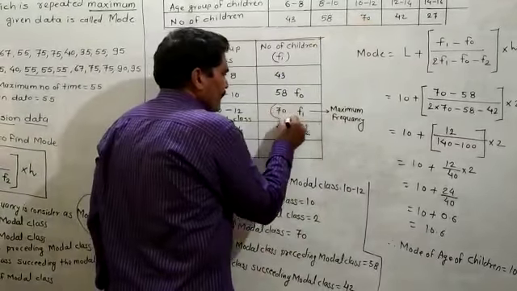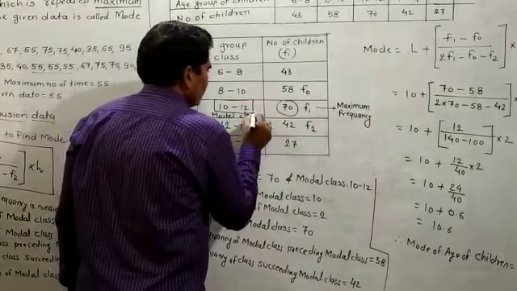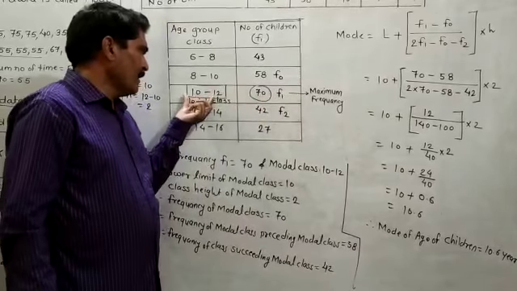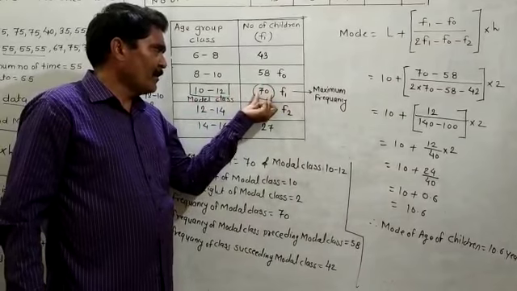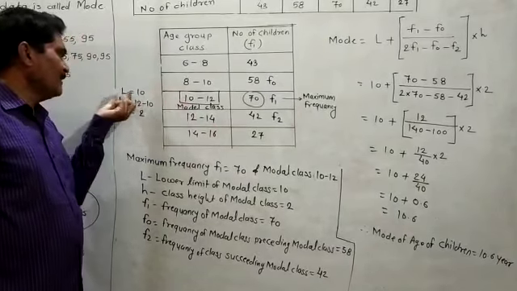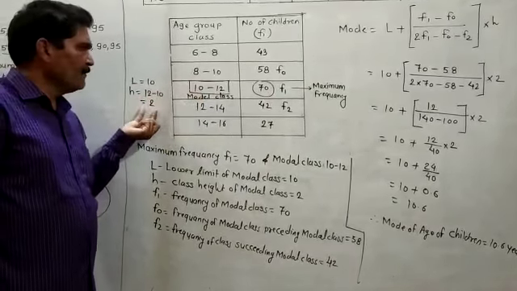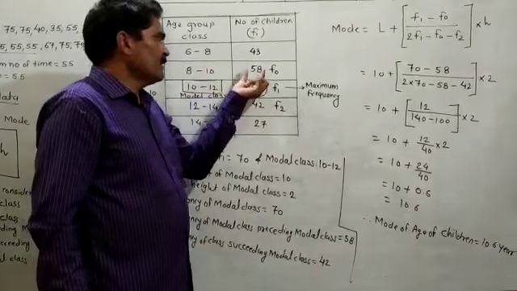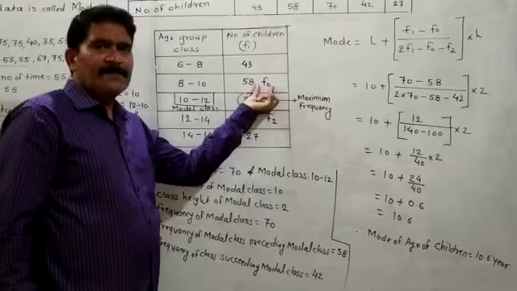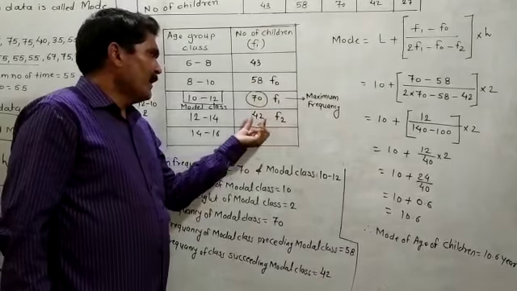So I will write 70 as the maximum frequency, and this class is called the modal class, because the frequency of that class is maximum. This is the frequency of the modal class, represented by F1. L is the lower limit of the modal class, which is 10, and the class height of the modal class is 12 minus 10 is equal to 2. The frequency preceding the modal class is 58, represented by F0, and the frequency succeeding the modal class is represented by F2, and that one is 42.